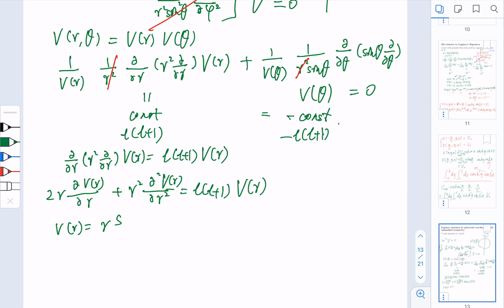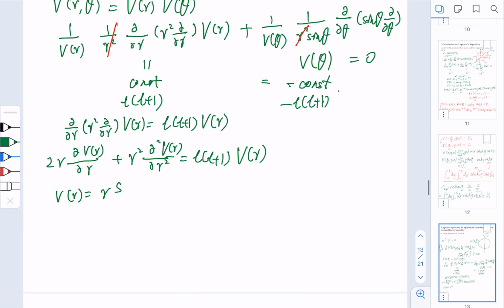So see, we can check the first term. It gives 2r times s r to the s minus 1, and the second term gives r squared times s times s minus 1, which gives r to the s minus 2, and this should equal L times L plus 1 times r to the s.